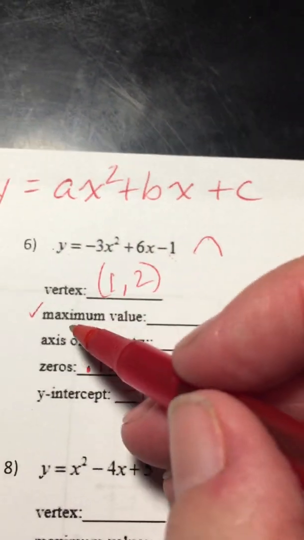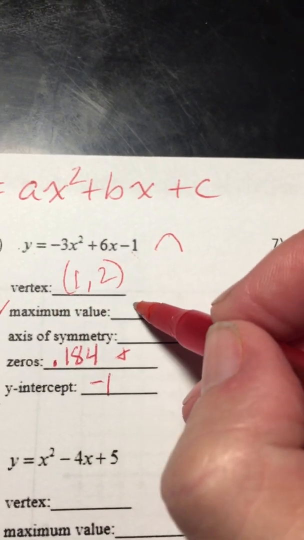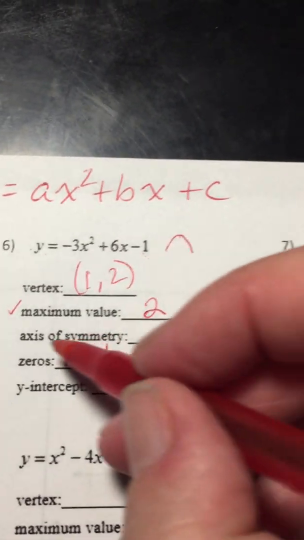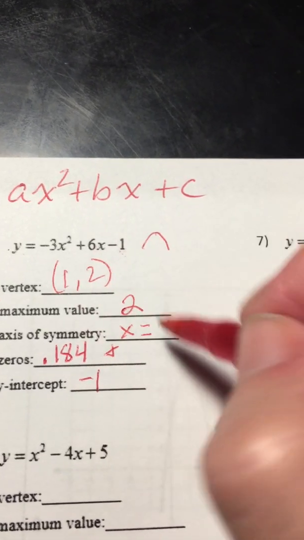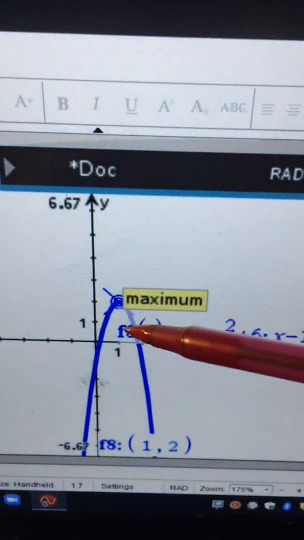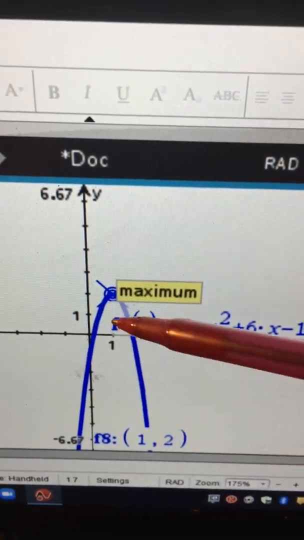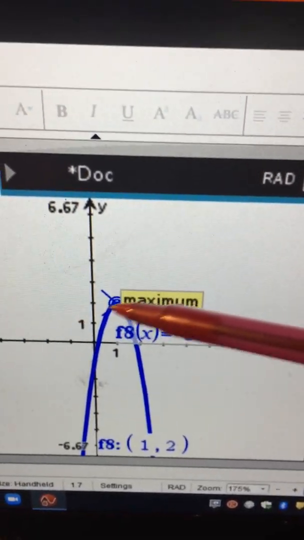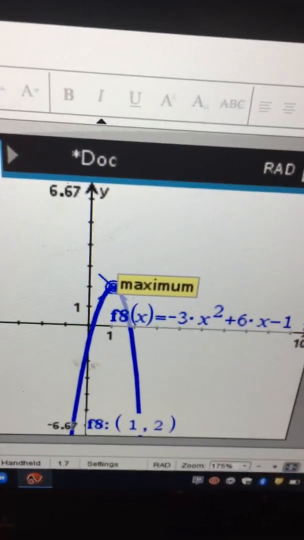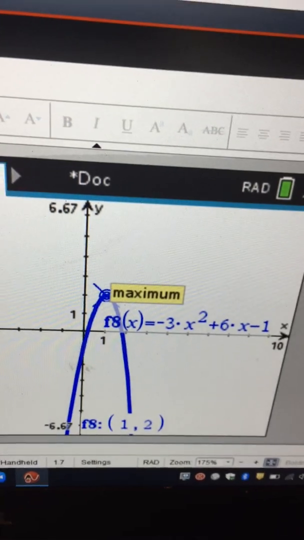Now that I know the vertex, do I know the maximum number? Yes, it's the 2. The graph never goes above 2. The axis of symmetry is always x equals a number, and what is the number? It is 1. If you look over here, that line that goes right down the middle of this goes right through 1. There's the 1 on the x, so I'm over 1 and up 2. The graph never goes above 2, so that is my maximum number there. Now, we need to go get the other x-intercepts. I'm going to continue scrolling to the right.